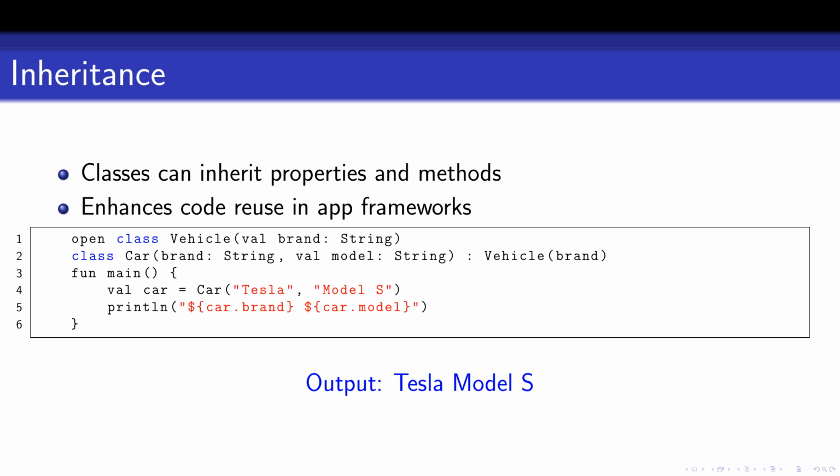Inheritance lets classes reuse properties and methods, enhancing code efficiency in app frameworks. The example shows a car class inheriting from a vehicle class, printing Tesla Model S, demonstrating how inheritance organizes related app components.